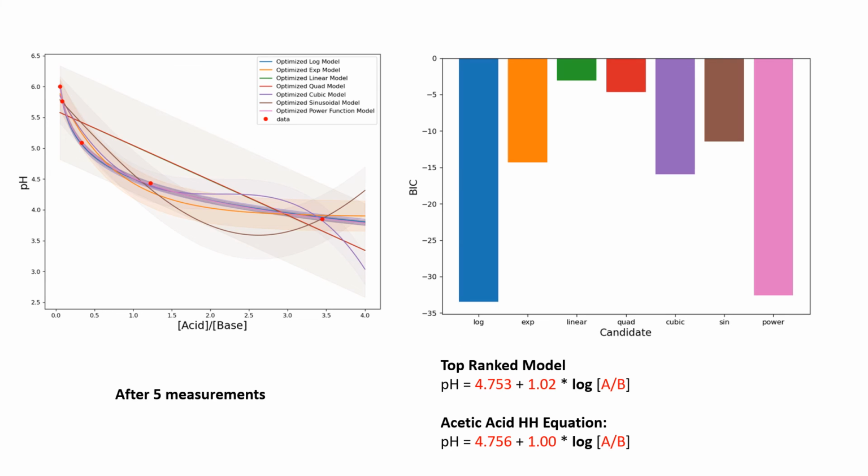Our top-ranked model is very similar to the Henderson-Hasselbalch equation and shows a pKa, or the association constant of acetic acid, that would be very close to the actual experimentally recorded values.